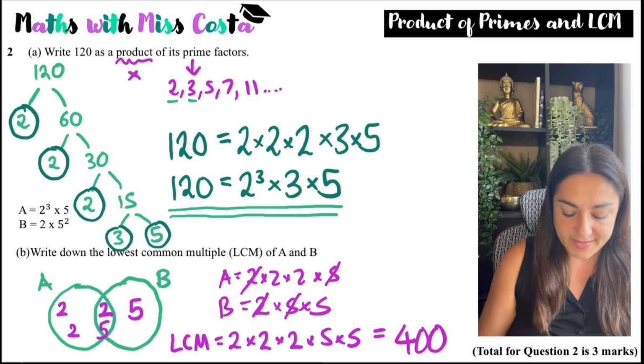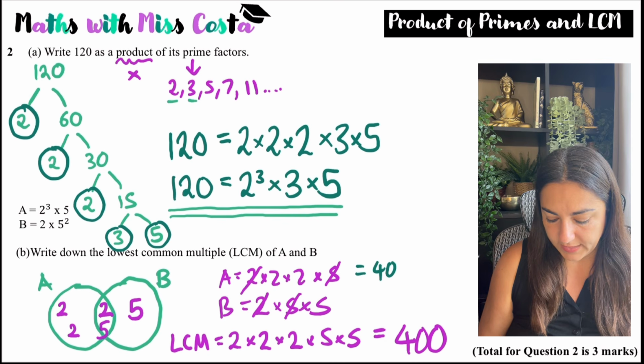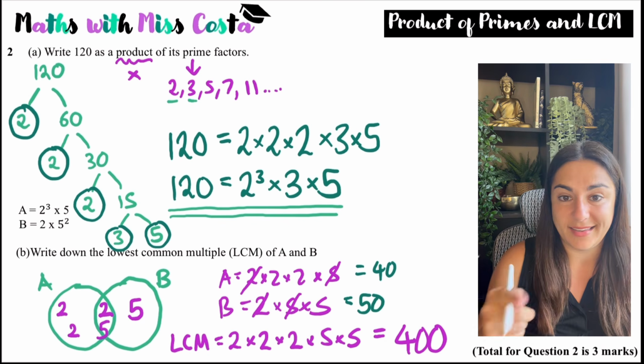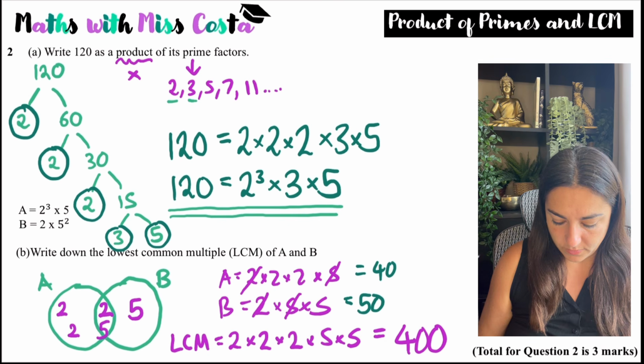Another way you could have done this is you could have actually just worked out that A is 8 times 5, which is 40, and B is 2 times 25, which is 50, and then listed the multiples and done it that way. Oh, actually, it should be 200. 8 times 25.